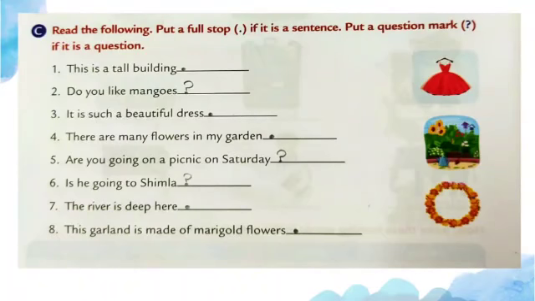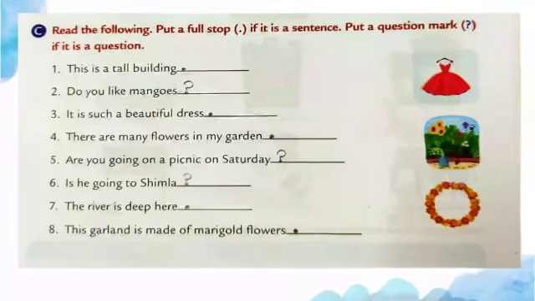Number 2. Do you like mangoes? Now this statement is asking us whether you like mangoes or not. So we'll put a question mark because it's a question sentence. Number 3. It is such a beautiful dress. Now again, the statement is telling us that the dress is beautiful. So we'll put a full stop. Number 4. There are many flowers in my garden. Again, this statement is telling that there are so many flowers in my garden. So we'll put a full stop.